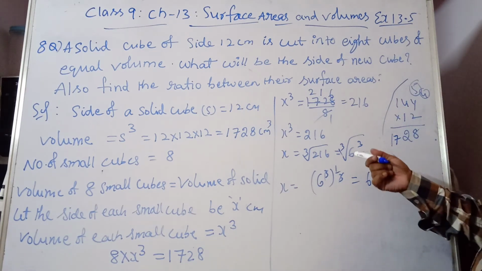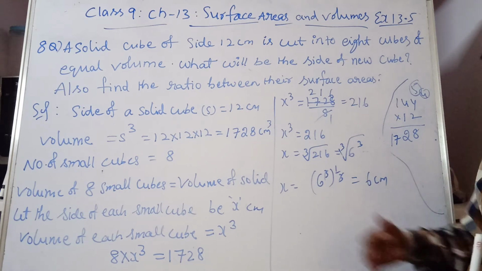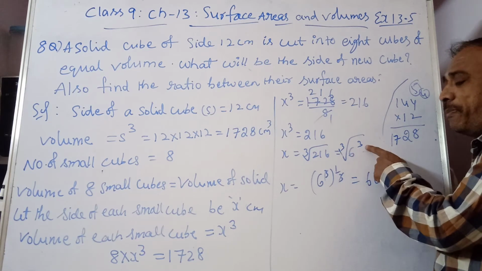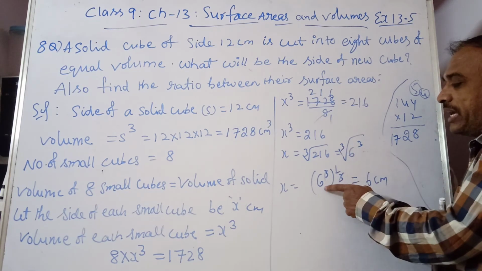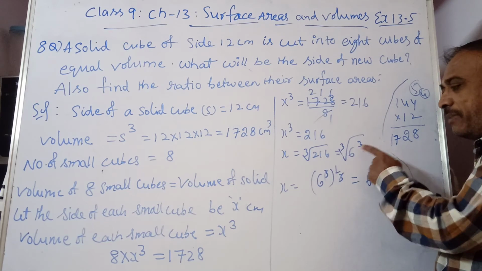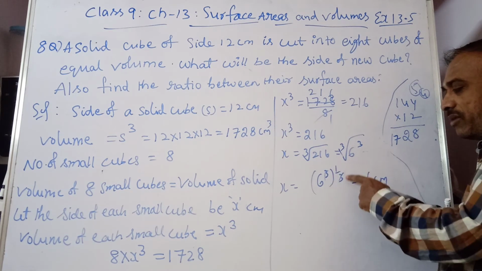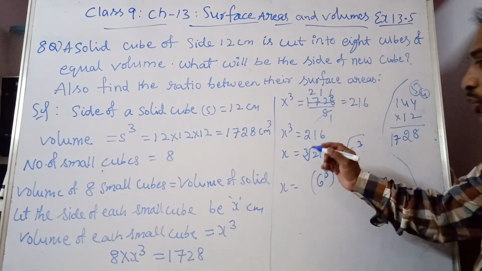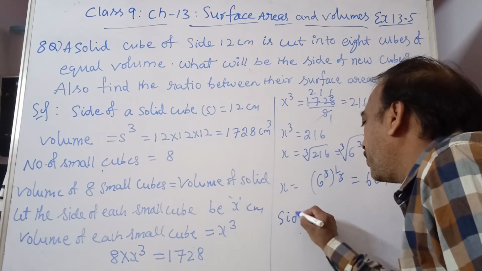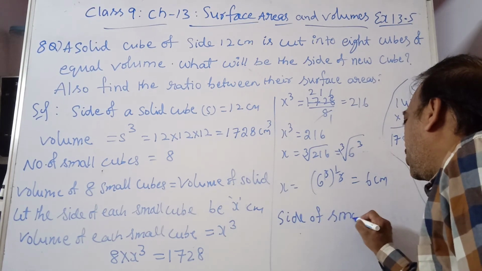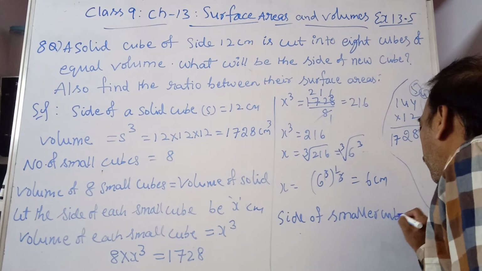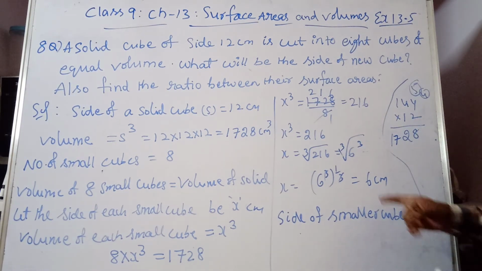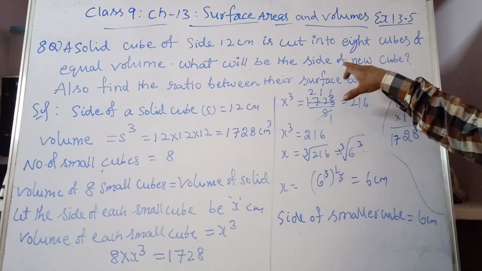How are you getting 6 cube? 216 can be written as 6 into 6 into 6, 3 times. So the nth root of a power m is a power m whole to the power 1 by n, which is nothing but the 3 ones are cancelled. So the side of the smaller cube is equal to 6 centimeters. So we got the side of the smaller cube.